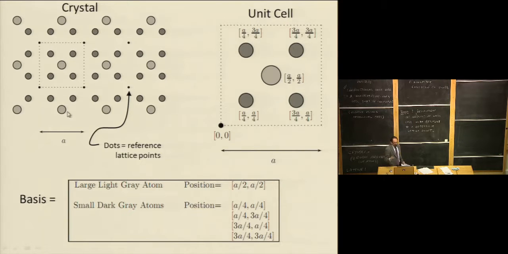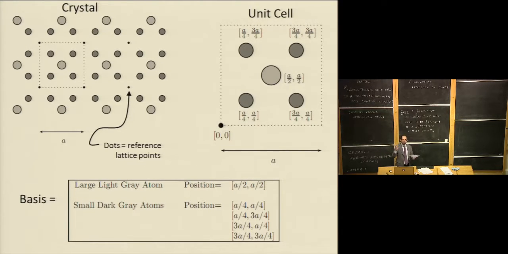Now, a basis is that we list off all of the objects in the unit cell referenced to the reference lattice point, which we call coordinate (0, 0). So we would say, for example, there's a large light gray atom at position (a/2, a/2) with respect to this point (0, 0). Then there are small dark gray atoms at positions (a/4, a/4), (3a/4, a/4), (3a/4, 3a/4), and (a/4, 3a/4). So once I've given you this list of where all the objects are in the unit cell, what the objects are, and what their relative vector is with respect to the reference lattice point, I've then given you a basis for the crystal.